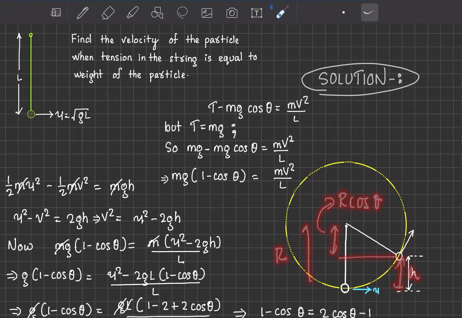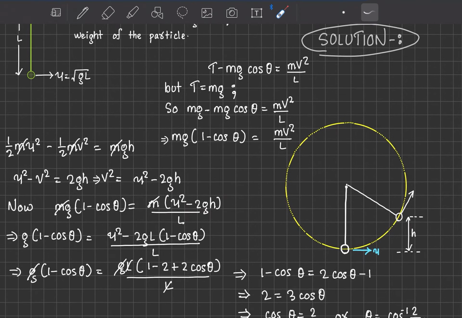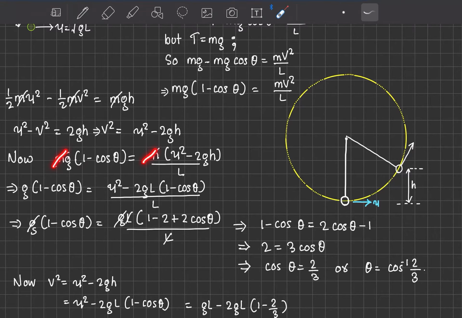Okay, now we have this equation, right? mg into (1 minus cos theta) equals mv square by L. So let's use that equation. And what is the value of v square? We have calculated the value of v square, right? So instead of v square we use (u square minus 2gh) by L. Now let's solve the equation. From both sides we cancel the m. Now the equation remains g into (1 minus cos theta) equals u square minus 2gh, and in place of h we use L into (1 minus cos theta), all divided by L.